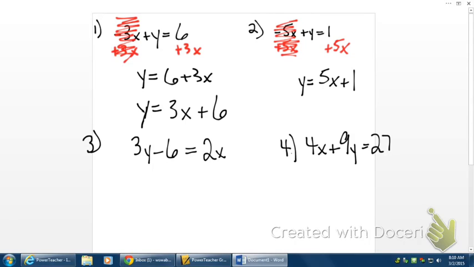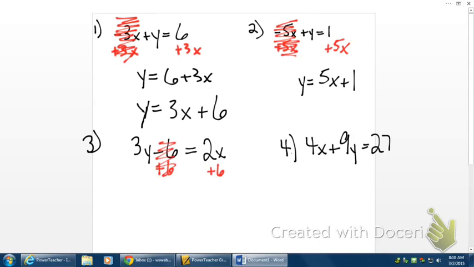So for this number 3, what's the first thing I can do? In terms of solving an equation, you wouldn't divide both sides by 3 first. You would always add or subtract first. So this is a minus 6. How do I get it over to this side? I'm going to add 6 to both sides.